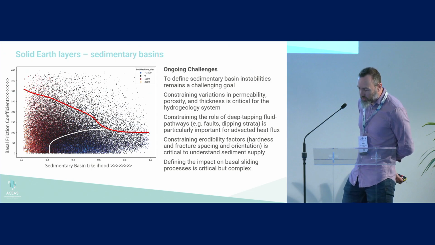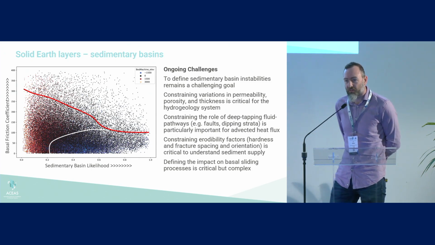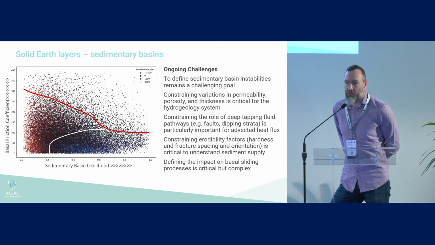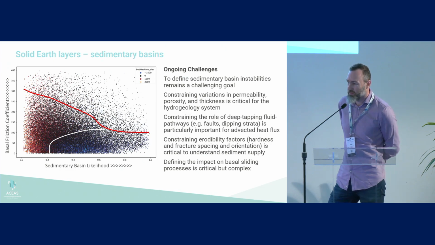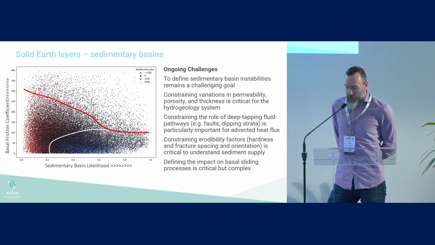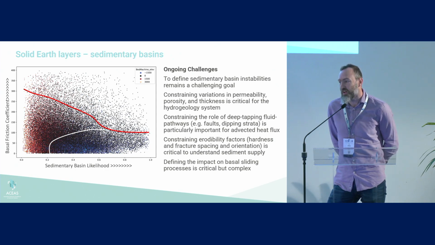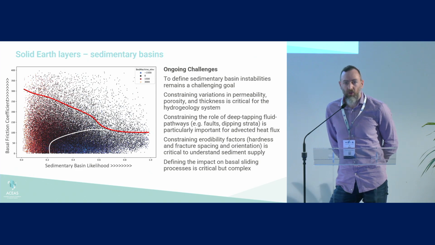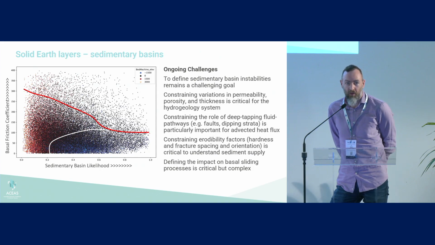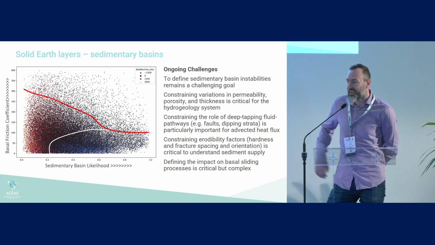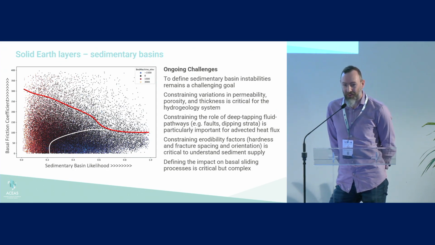So, ongoing challenges: we really need to keep working at defining these basins. One likelihood map is a start, but we need to keep working on that. And we need to get into variations in properties, variations in permeability, porosity, thickness, all need to be mapped out if we can do that well. And there are also important factors like structures in the basins. Faults, for example, can focus deep tapping down into fluid flux from depth, which is going to be super critical for hot water. Not like hot out of the tap, but for warm, deep groundwater to be accessed in the base of the ice sheet.